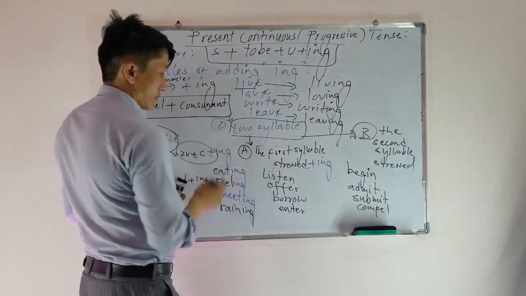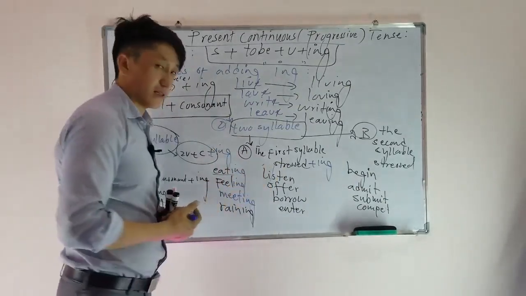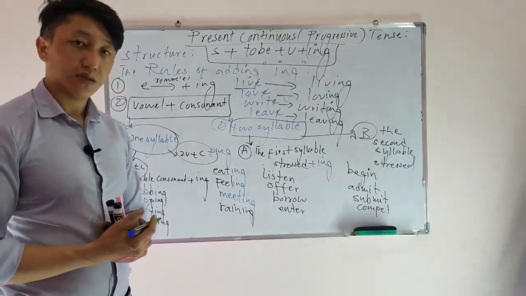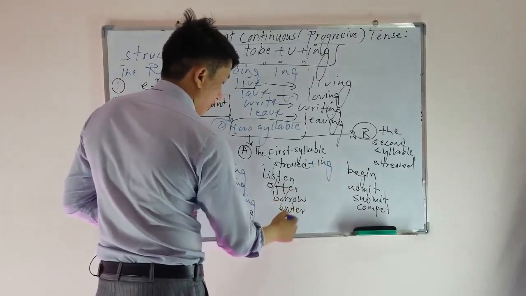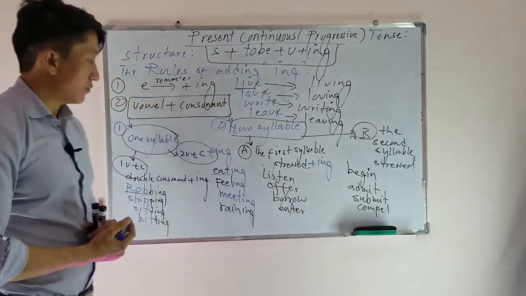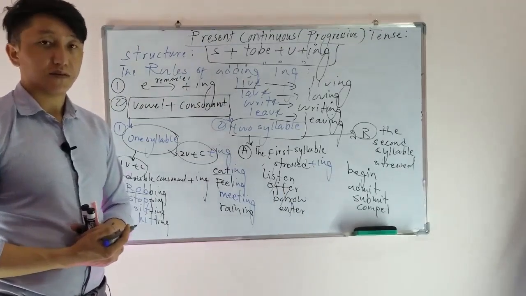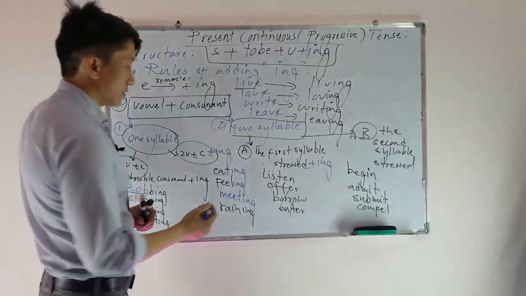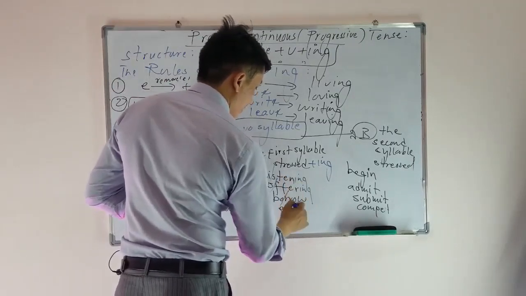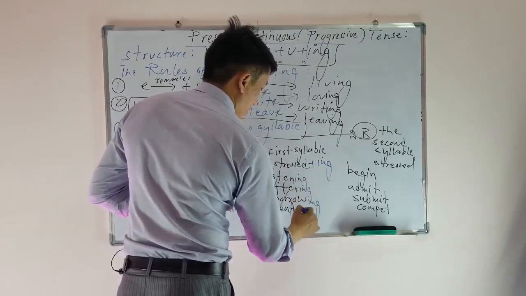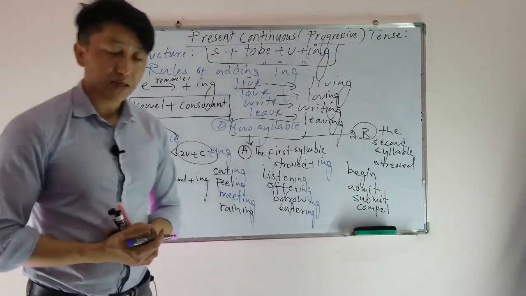So first syllable, second syllable. Now, if the first syllable is stressed, now here the first syllable is stressed, we say listen. We don't say listen with the stress on the second syllable. Next, offer, borrow, enter. The first syllable is stressed. So we just add ing: listening, offering, borrowing, and also entering. If the first syllable is stressed, we just add ing.